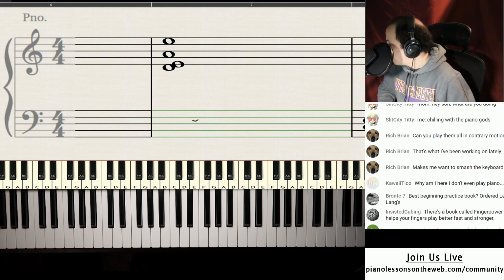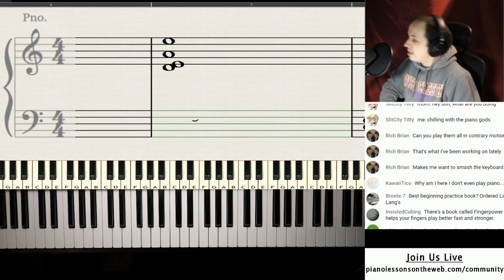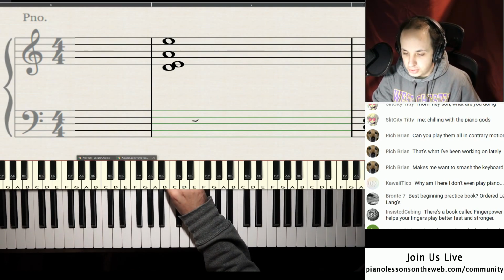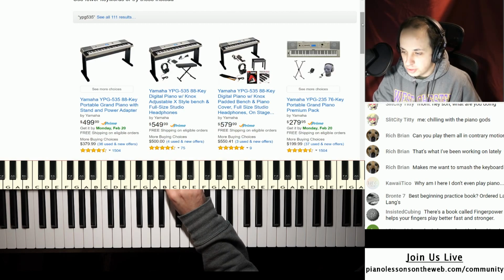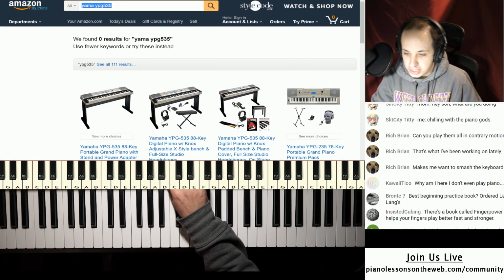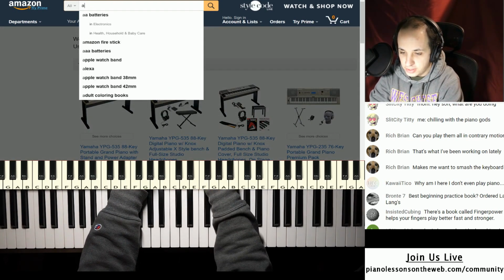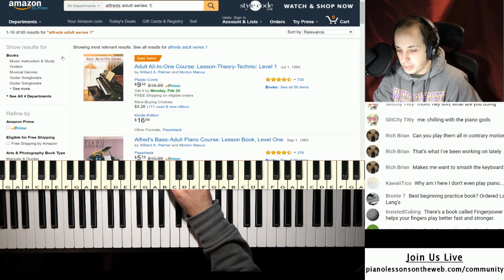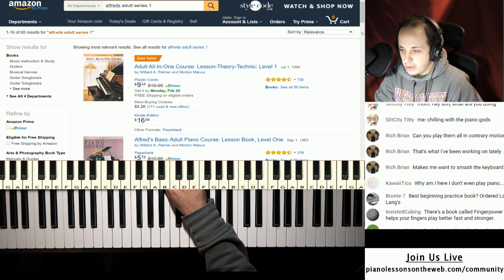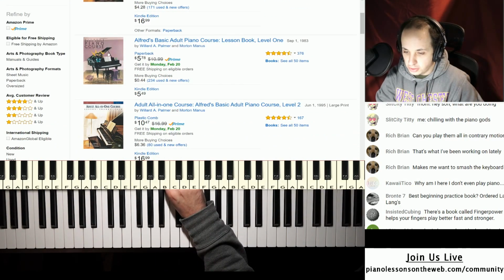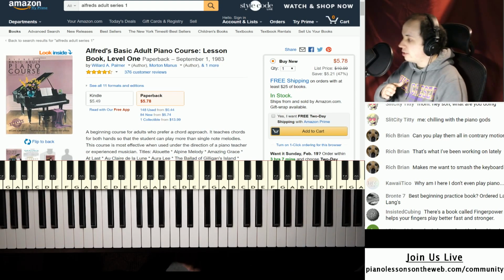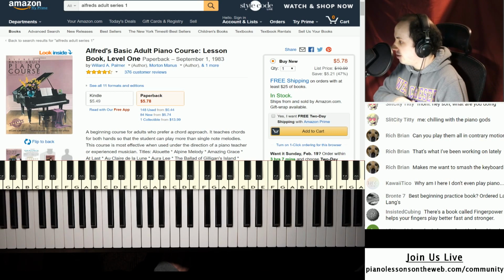Bronte says, best beginning practice book, ordered Lang Lang's. It depends on what you're looking for. I always recommend Alfred's Adult. I'm not sure how old you are, but if you're even a teenager, Alfred's Adult series number 1. It's usually this pink book here. If you're just starting out learning piano, especially as an adult, get this pink book and play through that one. It has a lot of good songs and works you through really easy stuff and then into the more difficult stuff.